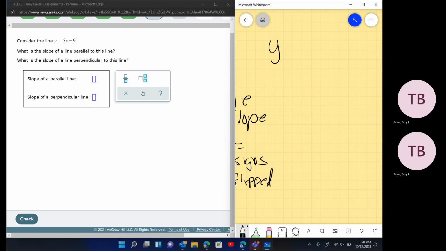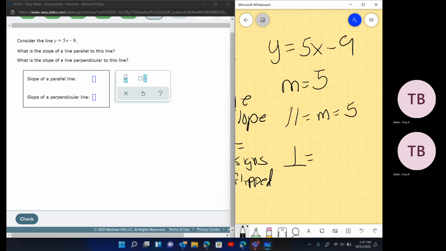So now let's look at this problem right here. I've got y equals 5x minus 9. The first thing we have to do for this problem, I need my slope. What is my slope for this problem? My slope is 5. It's the number in front of the x, right? Now we want parallel and we want perpendicular. So we want them both. Parallel is the same, right? So that means my slope is 5. It's the same.